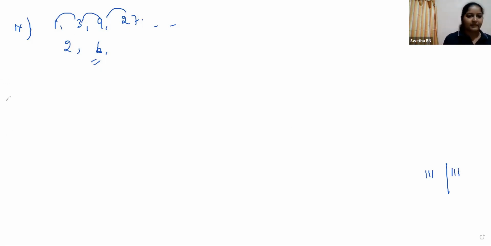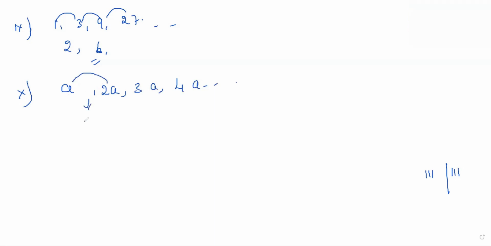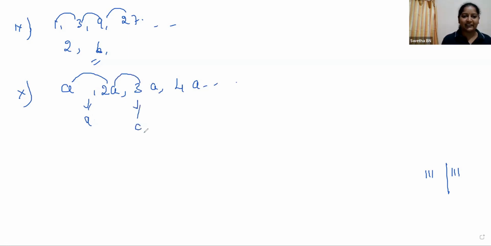Yes, next one. The 10th one is a, 2a, 3a, 4a, and so on. What is 2a minus a? Ma'am, it's in AP form. Yes. 3a minus 2a is a. 4a minus 3a is a. So the common difference is the same.